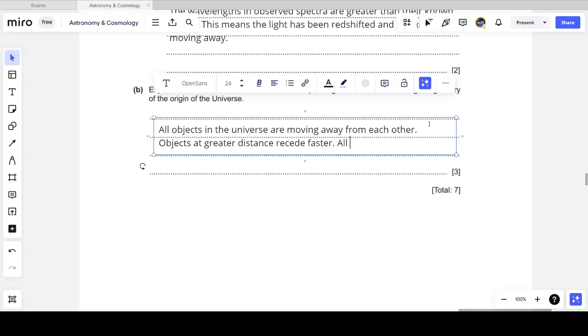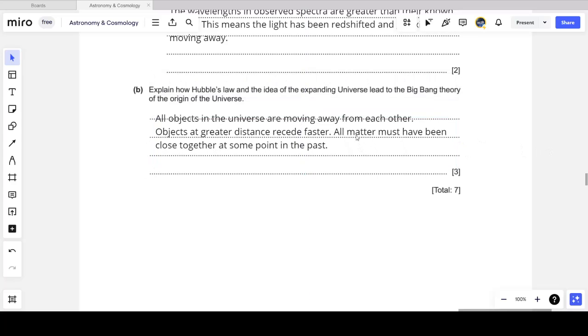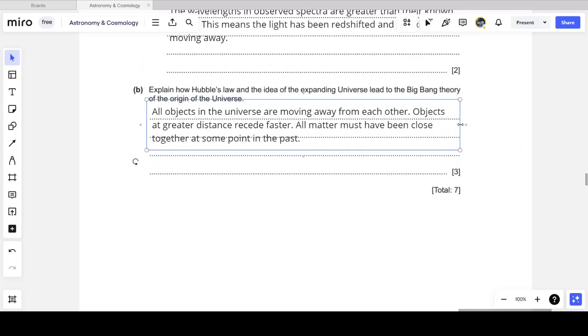And so what this means is that all matter must have been close together, or densely packed, or at one point in space at some time. Specifically, at some point in the past, which is the Big Bang theory. All the matter was condensed into a singularity or a single point, and then the Big Bang happened, which spread this matter out throughout the universe.